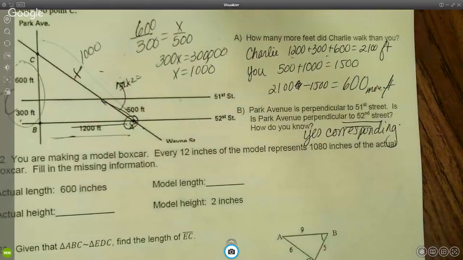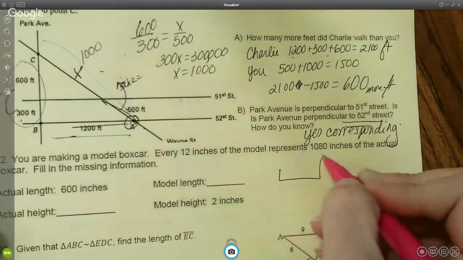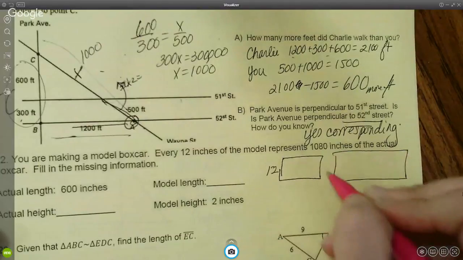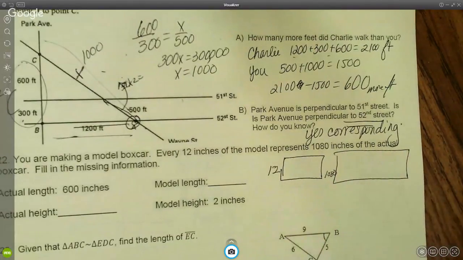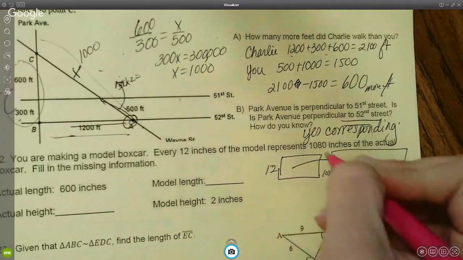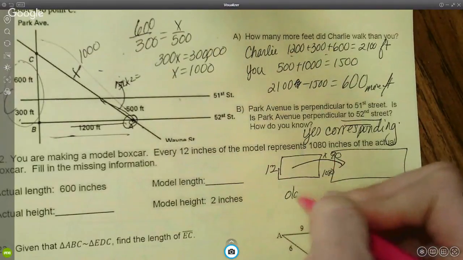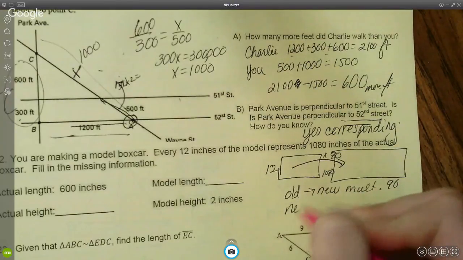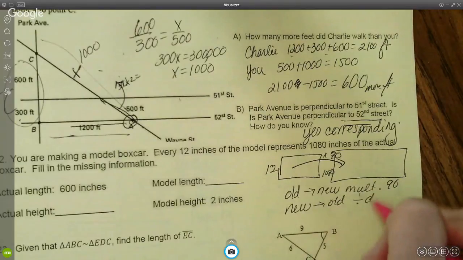You're making a boxcar every 12 inches of the model, which matches 1080 of the actual. Fill in the missing. So let's just find the ratio. Remember, it is new over old. So I'm going to type in my calculator, 1080 divided by 12 and get 90. So I have to multiply by 90 to go from old to new. And to go from new to old, I divide by 90.